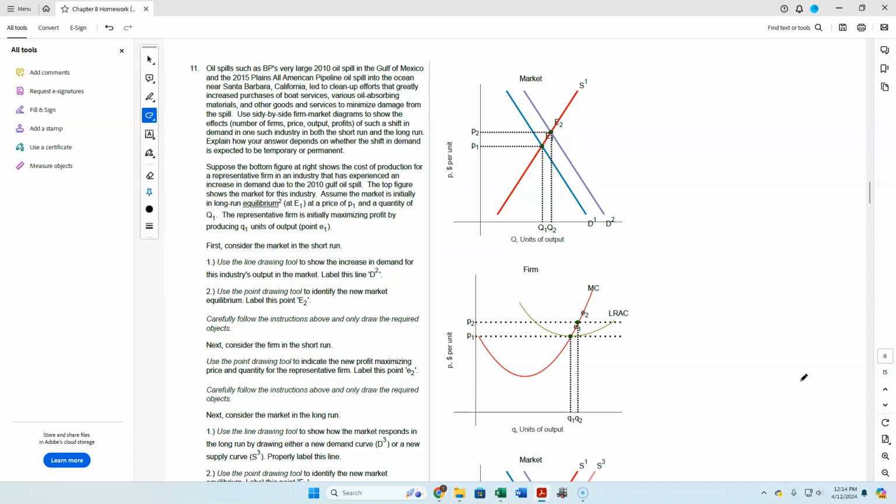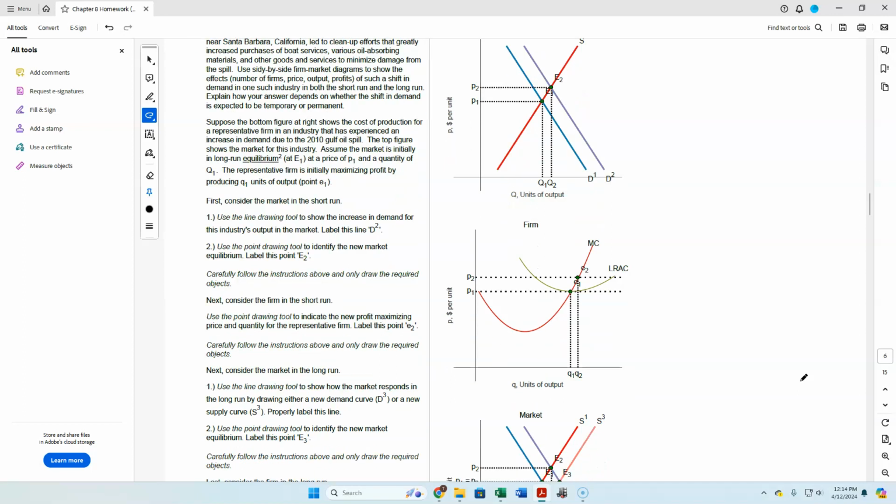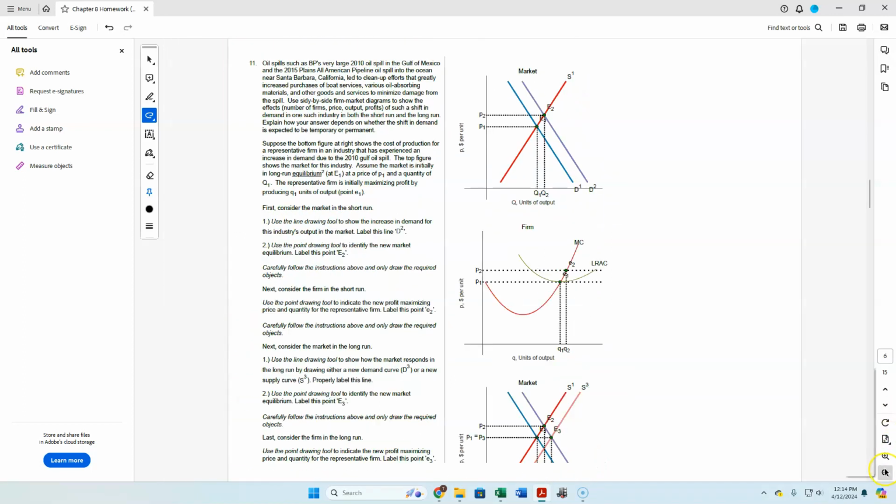Okay, so now let's look at number 11 here. Now we're dealing with a demand function, and then something bad happens, and we need to look at how that changes. So there's a spill, but then there's also changing demand conditions as well. Okay, so let's zoom this out a little bit so we can see most everything that's happening here.